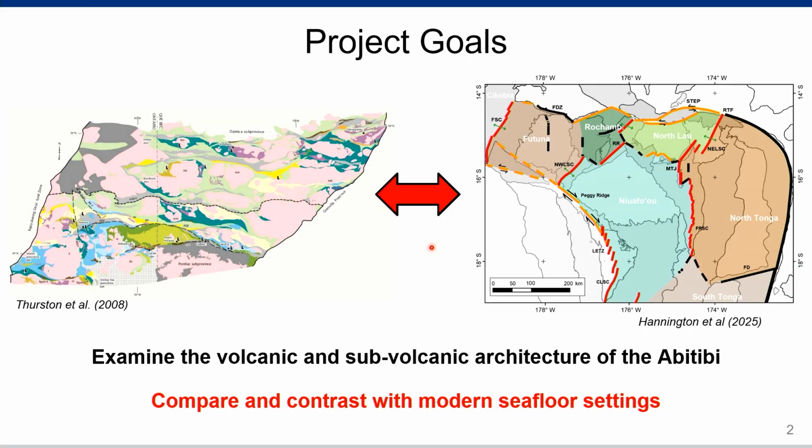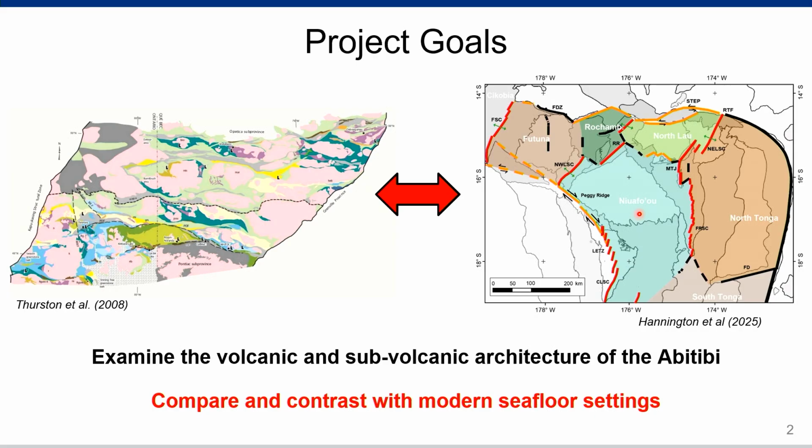The central goal of my project is to examine the volcanic and subvolcanic architecture of the Abitibi with the specific goal of comparing and contrasting with modern seafloor settings. We're particularly interested in seafloor settings, like you can see on the right here, from the northeastern Lau that have a microplate-like configuration, because we think these might be some of the best analogs for Archean greenstone belts.